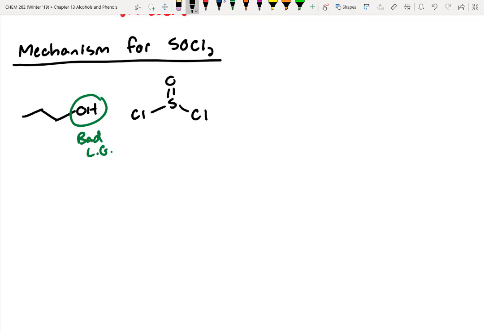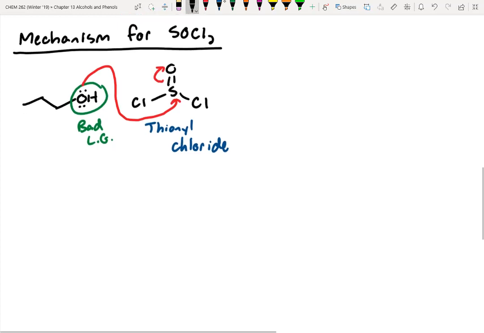good leaving group. Okay, so we've got lone pairs on our alcohol. The sulfur in thionyl chloride is really, really reactive. Does anybody know why? Yeah, it's got a huge amount of electron density being pulled away on every side. And there's a resonance structure where you can move electrons up to that oxygen, giving it a full formal charge. So in this case, the lone pair is going to attack into that sulfur and kick up electrons onto the oxygen.